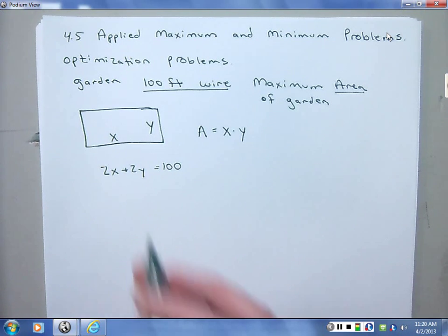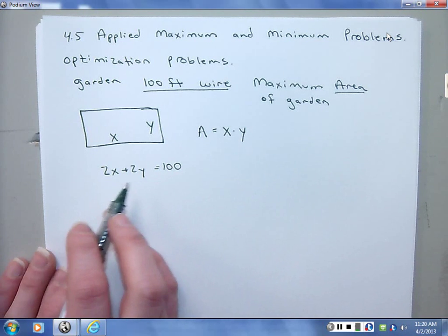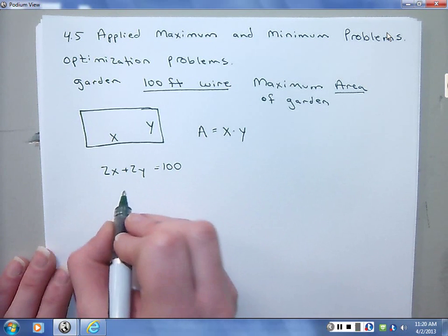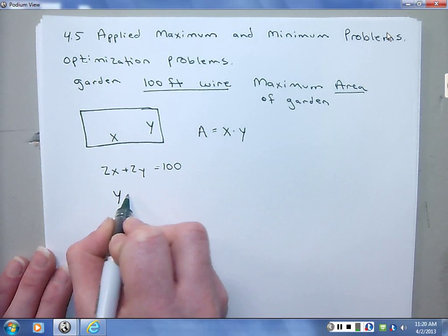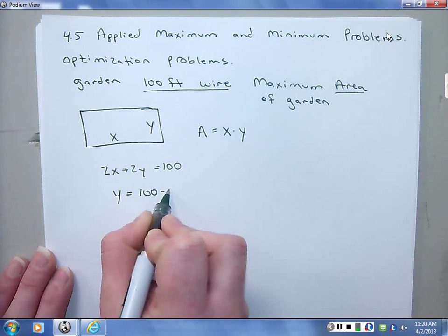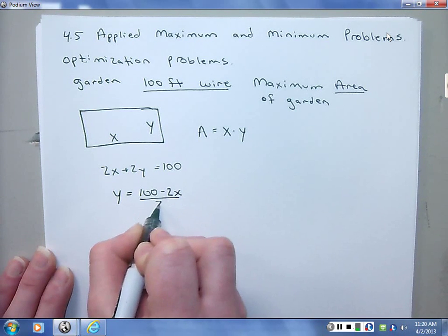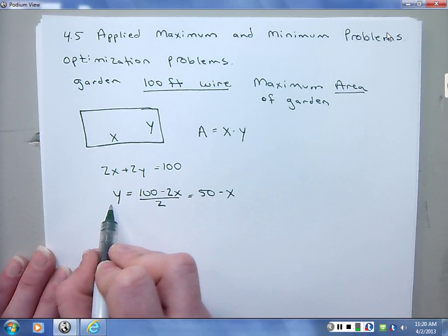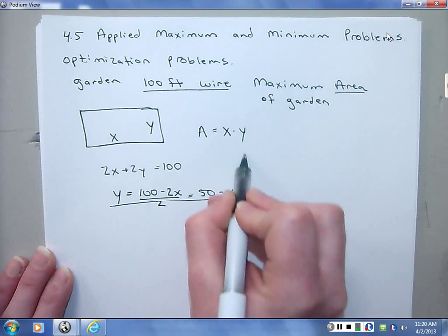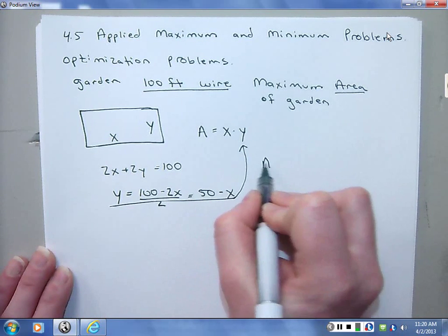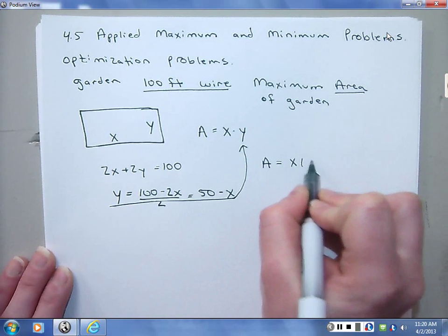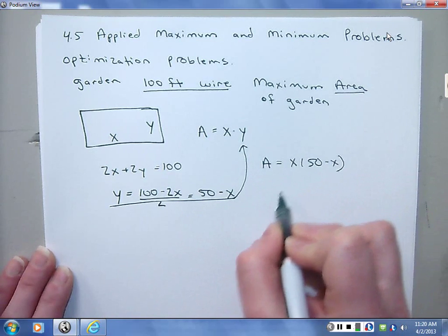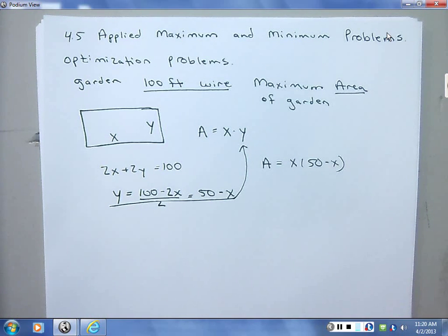So I can solve for one in terms of the other from this equation. Let's go ahead and solve for y. y would be 100 minus 2x over 2, so that's going to be 50 minus x. If I plug this y in here, I have the area is x times 50 minus x. So I've gotten my area function in one variable. Now I can differentiate, set that equal to 0, and find my critical points.